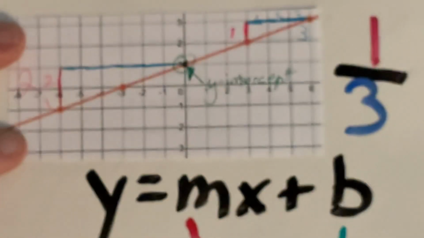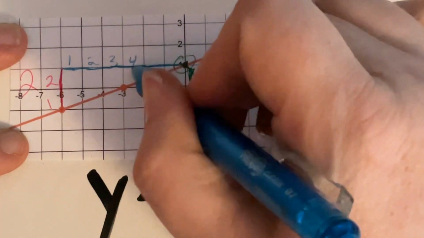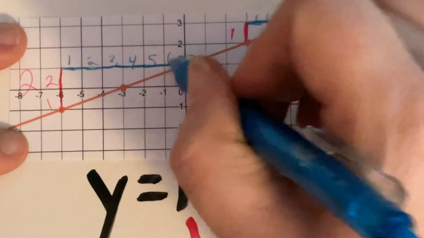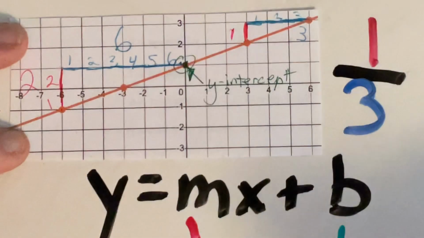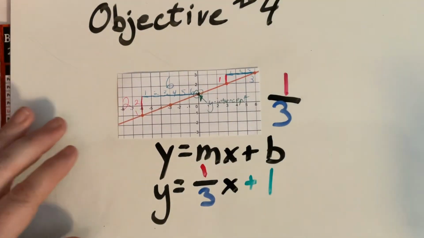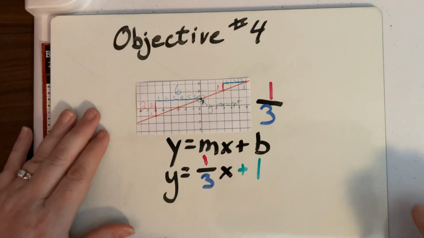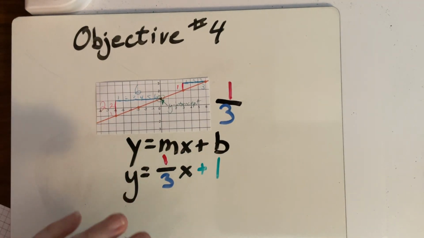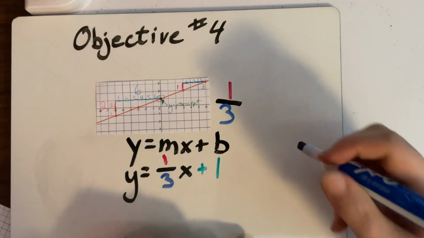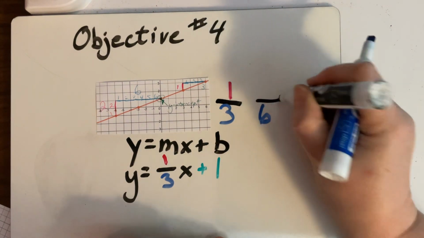Okay, so now let's see what happens if we do it this way. So now I'm going up 1, 2 boxes. So this is a 2. And this is 1, 2, 3, 4, 5, 6 boxes. 2 over 6. Okay, now I hear you saying right now, but you said I can pick whatever points I want, and it didn't matter. But I ended up with a totally different answer. How is that okay? Well, I'm going to show you right now.